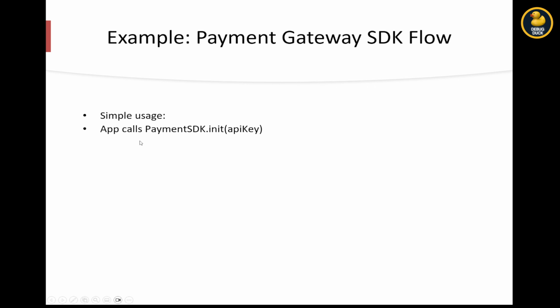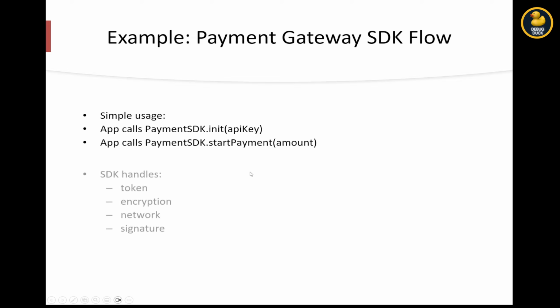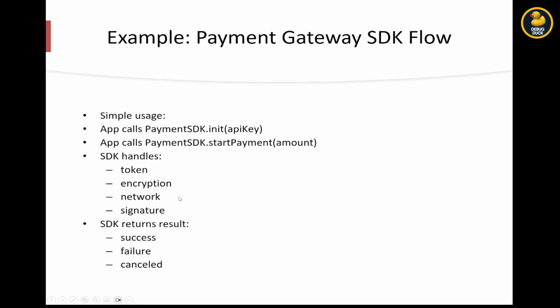For example, payment gateway SDK flow. Simple usage: the app calls paymentsdk.init and passes the API key, and then calls start payment and passes the amount. The SDK will handle token encryption and network signature. Then it will return a result: success, failure, or cancelled.